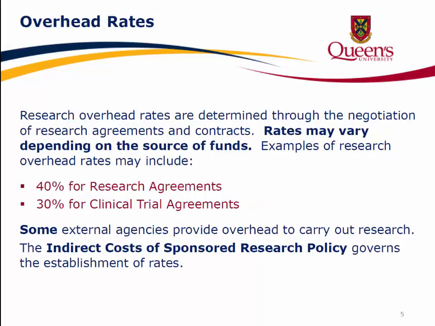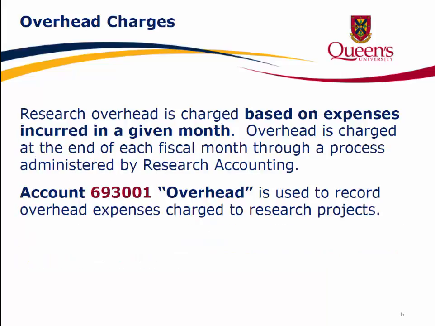While some research funding includes an amount to fund overhead, many projects do not. The amount of the research overhead funding varies depending on the funding source. While some funding agencies provide a specific overhead rate, rates may also be determined through the negotiation of research agreements and contracts. The indirect costs of sponsored research policy governs the establishment of overhead rates. There are two components to the overhead process: the overhead charge and the distribution of the overhead revenue. First, we will discuss the overhead charge.